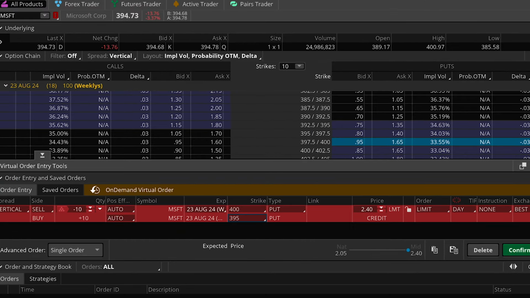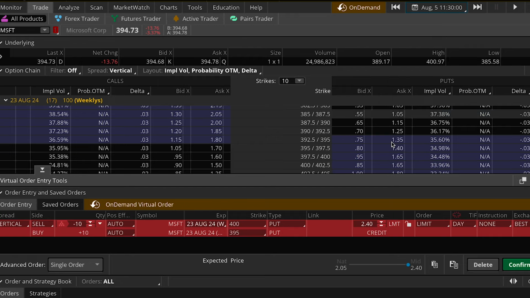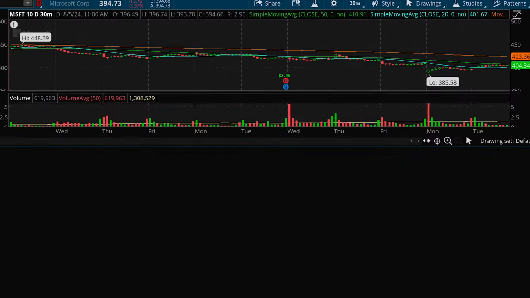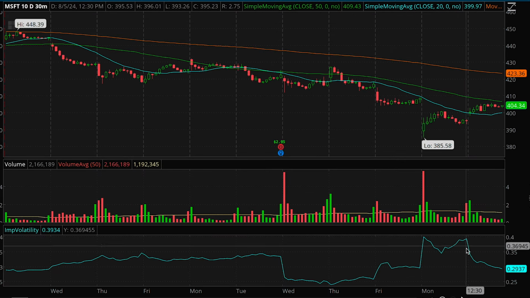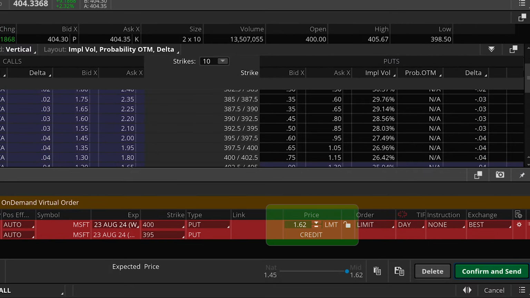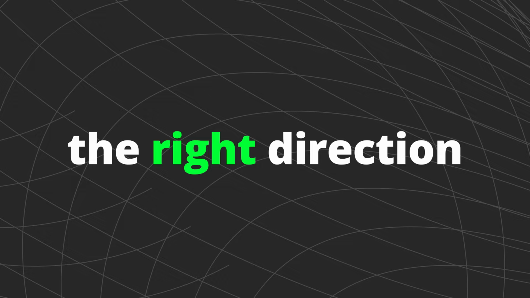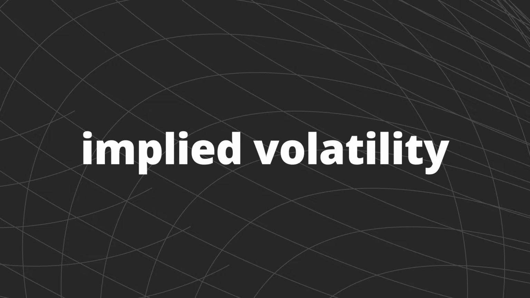Let's jump forward 1 day, because we know the next day the market actually went up. So we'll go to the 6th at 11:30. We'll jump over to the chart just to double check. You can see implied volatility gets crushed. We're at 0.29. It was at 394 before. Now we're at 404. And take a look at the pricing. We're at 162 now. I went from 250 to 162. You can see by having this stock move in the right direction alongside implied volatility getting crushed, you made almost $100 per spread on this 1 day.